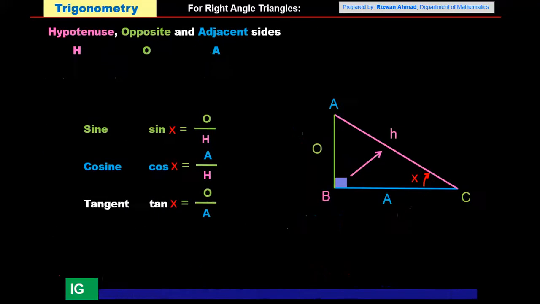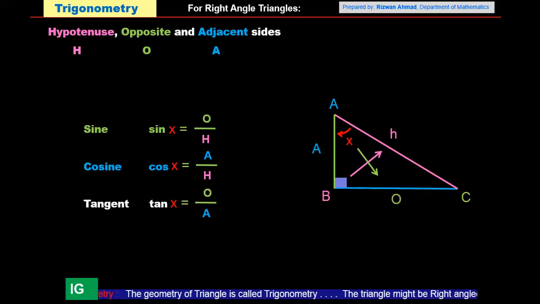Now, if the angle under consideration is not this angle, it's the opposite angle at A, like this one. So in that case, the side opposite to the angle will be now O, and the adjacent to the angle will be the A. So they will be flipped. The definition is same: sine x is equal to O over H, cos x is equal to A over H, and tan x is equal to O over A.